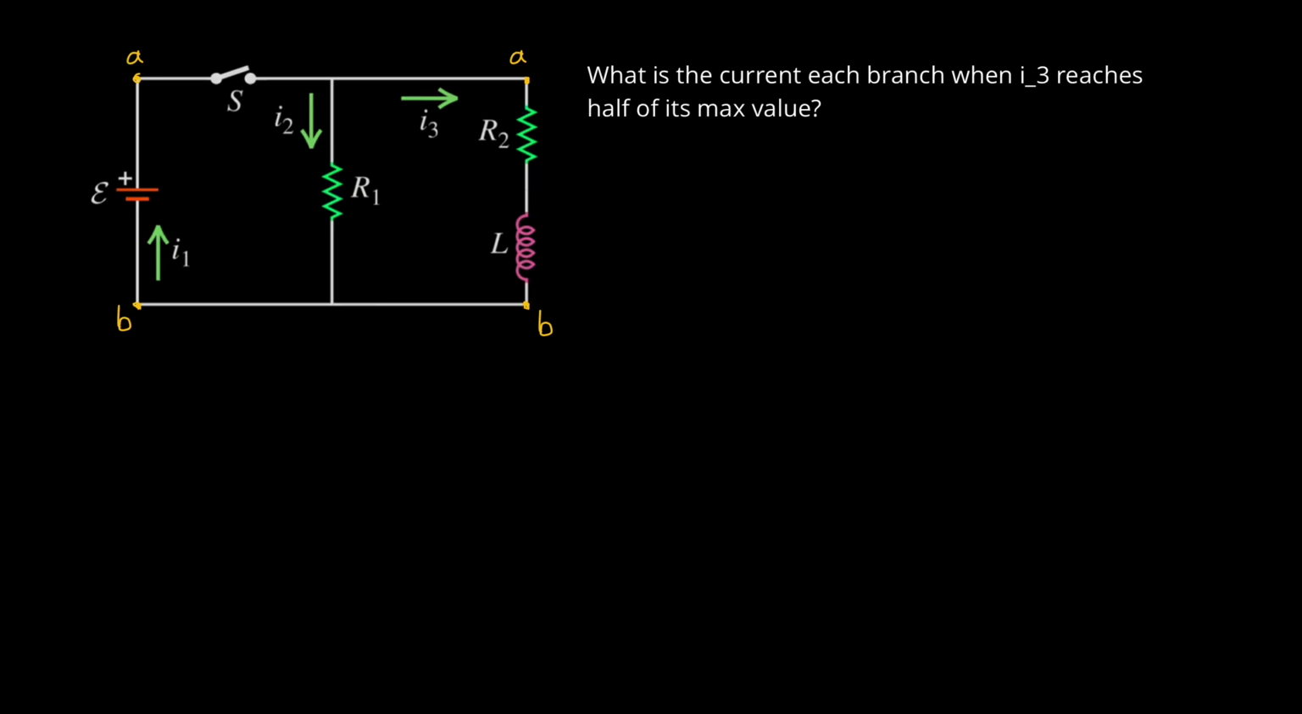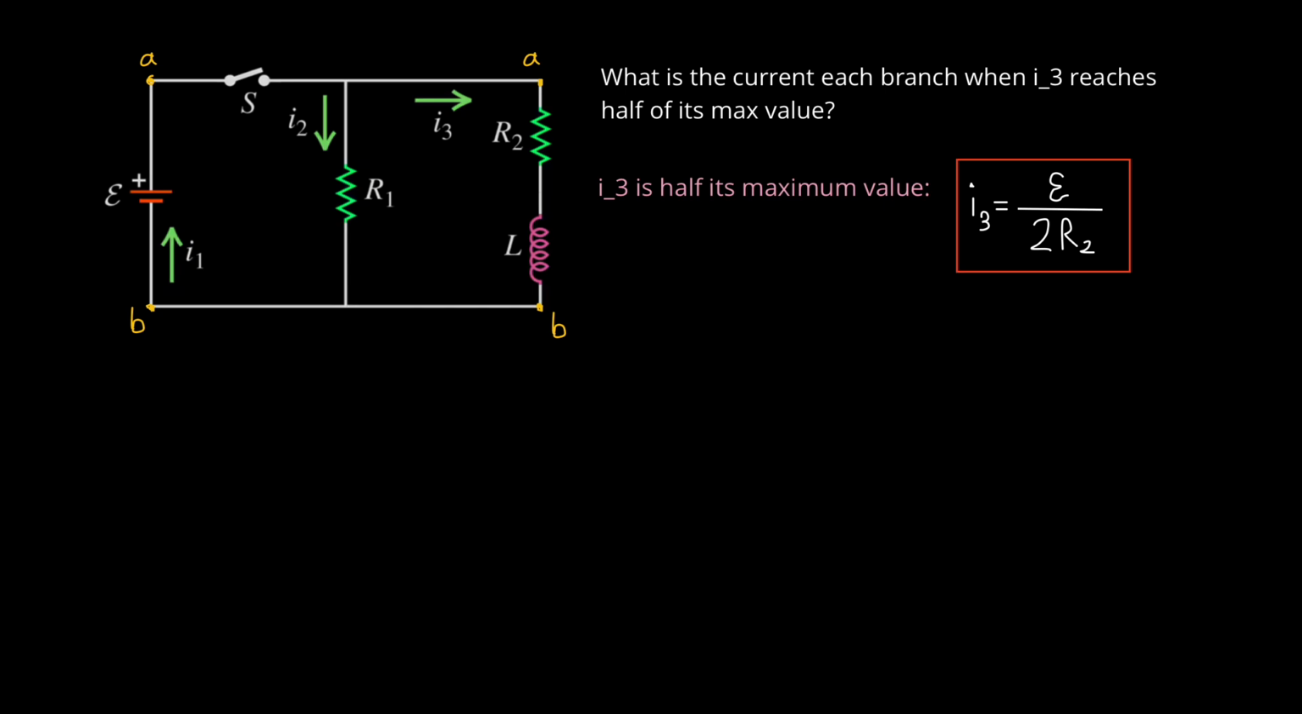What is the current in each branch when I3 reaches half of its maximum value? Let's start with I3. We have already calculated its maximum value. Now its value will be just that divided by 2. The maximum value of I3 was EMF divided by R2. Half of that is EMF divided by 2 times R2.